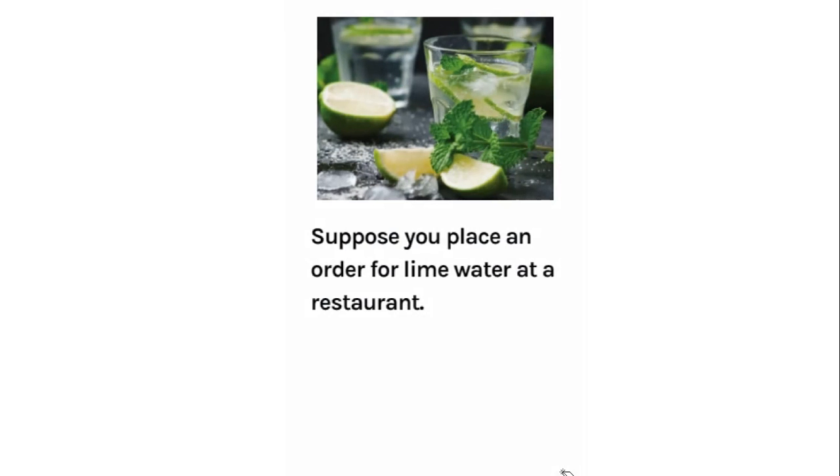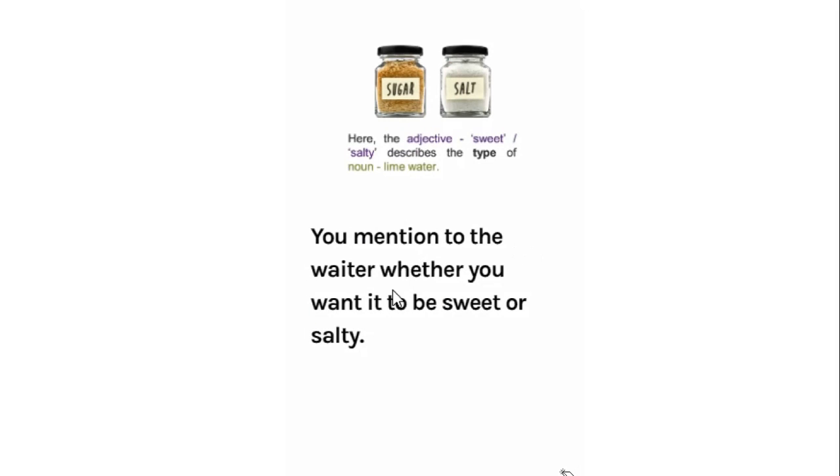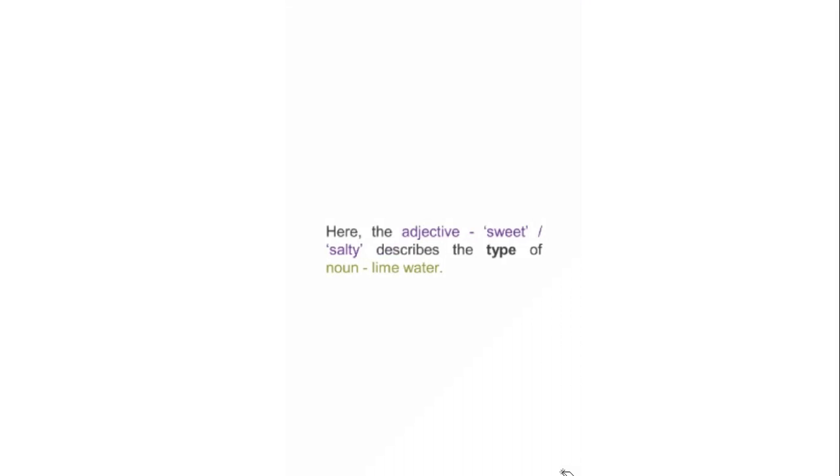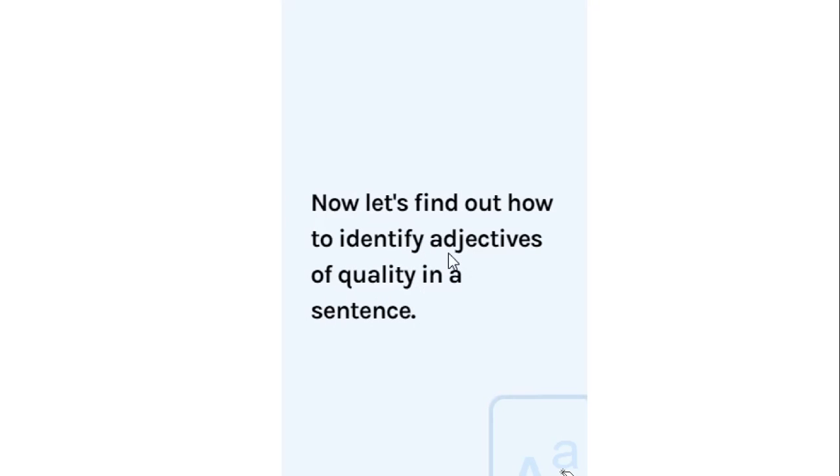Suppose you place an order for lime water at a restaurant. You mention to the waiter whether you want it to be sweet or salty. So here the adjective sweet or salty describes the type of noun, which is lime water. In this phrase, pretty woman, the adjective pretty is describing the quality of the noun woman. Okay, so the nature.